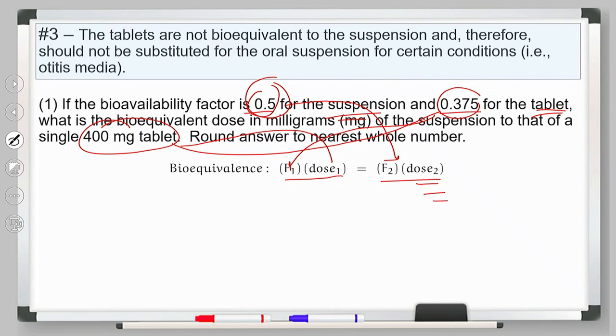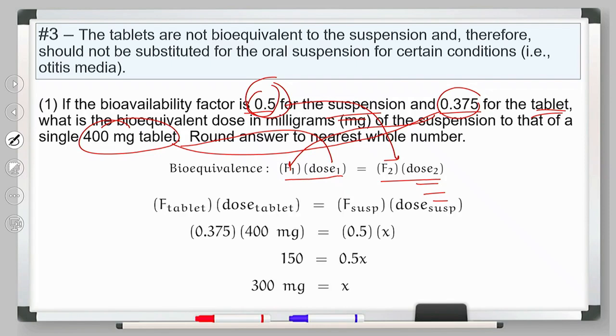Again, the math for this class on pharmacokinetics is supposed to be fairly straightforward. The bioavailability factor times the dose of one dosage form is going to equal the bioavailability factor times the dose of a different dosage form if they are bioequivalent. On the left-hand side I started with the F factor of the tablet, 0.375, and its dose is 400 milligrams. 0.375 times 400 milligrams is 150 milligrams.